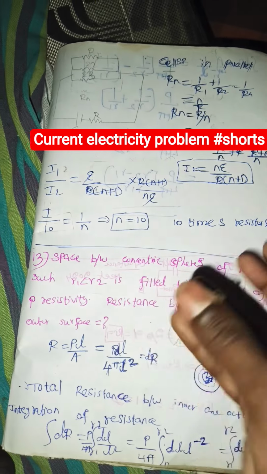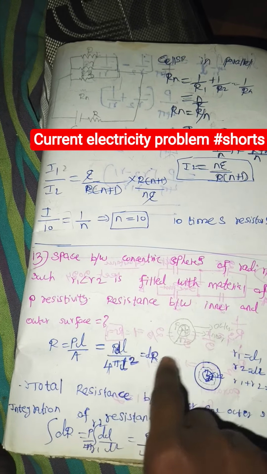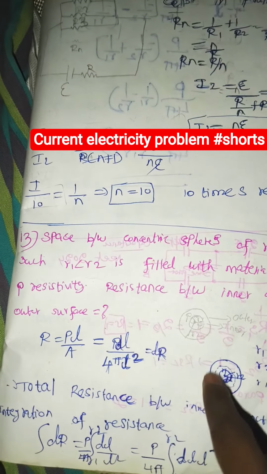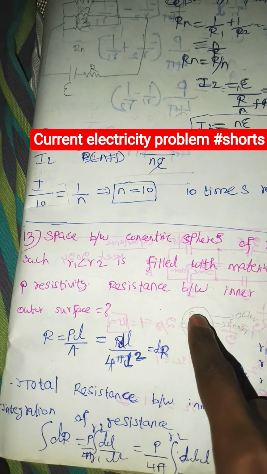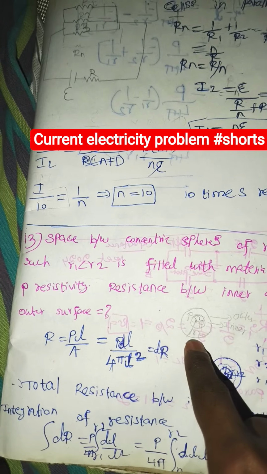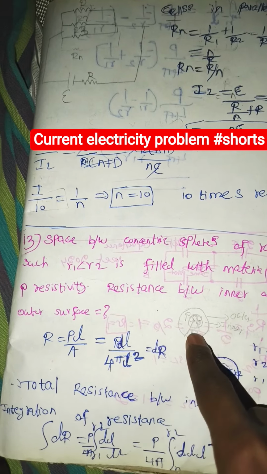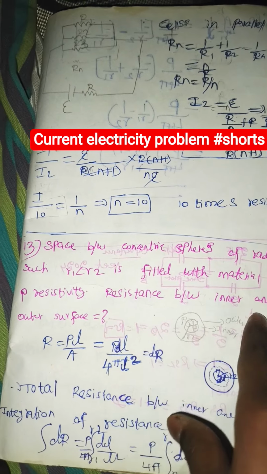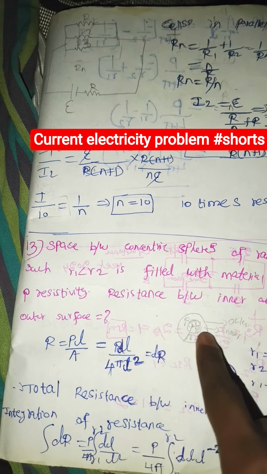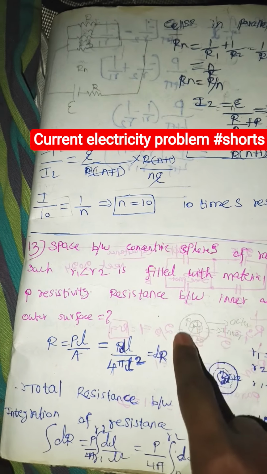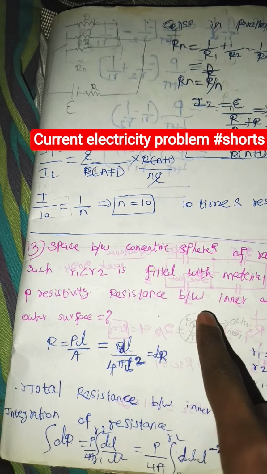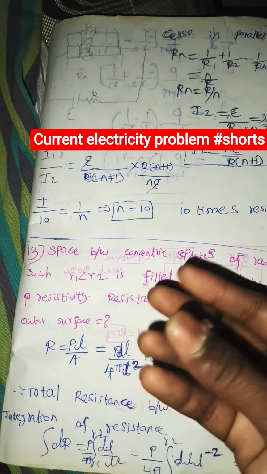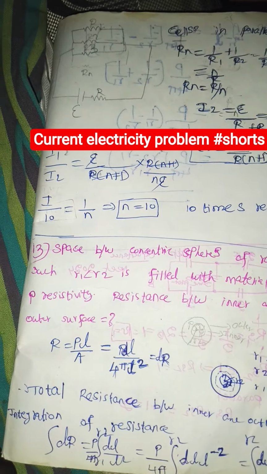What does the question say? First, two concentric spheres are given: the first is R1, the second concentric sphere is R2. So R1, R2, and this gap is filled with the resistive material. The question asks for the resistance between the inner and outer surface, that is, across this gap. How much is the resistance of this gap?